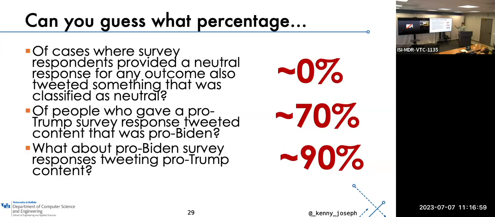Sorry, so these are the flip numbers. I forgot to fix this. So 30% of people who gave a pro-Trump survey response tweeted something pro-Biden, right? So what's the intuition here? I can't prove this, but I think people are way more comfortable telling an anonymous survey issuer that they are pro-Trump than they are putting that content on Twitter. There's another big reason, which I'll talk about in a second, that we think this happened. But 30%, and then virtually none, right? 1 in 10.